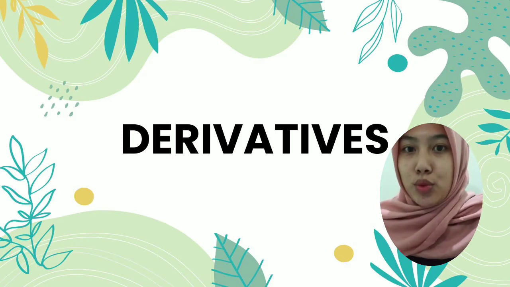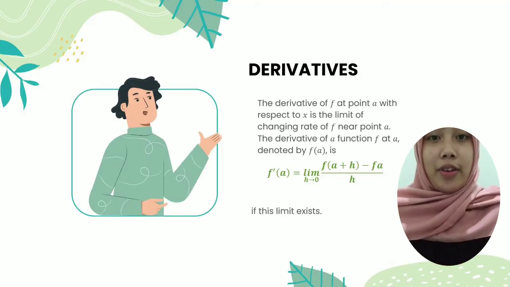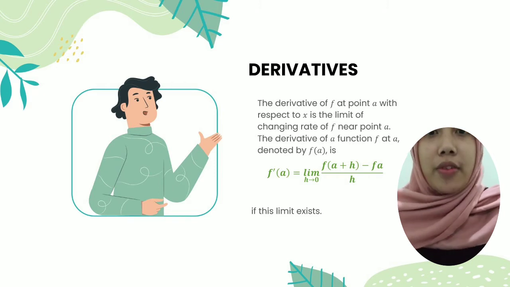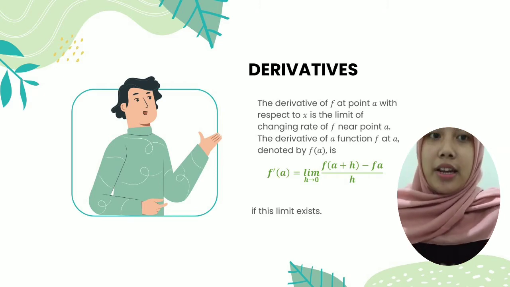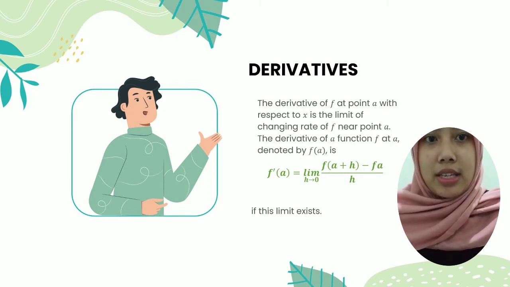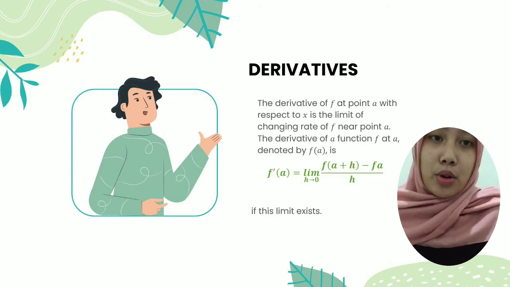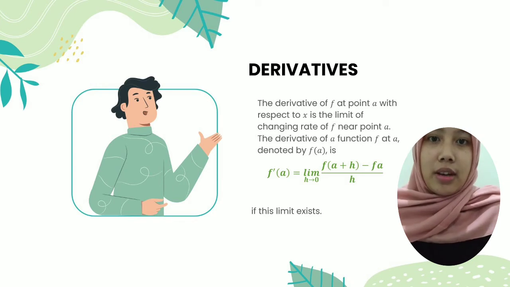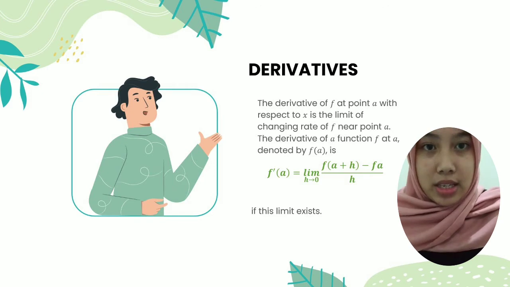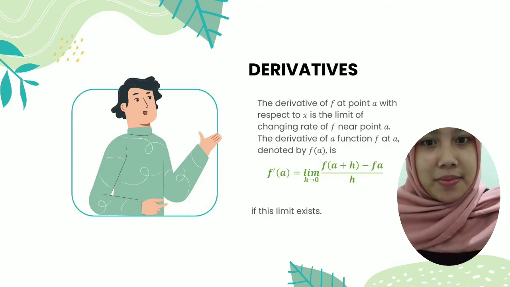The next, number 2, is derivative. The derivative of f at point a with respect to x is the limit of the changing rate of f near point a. The derivative of a function f at a, denoted f'(a), equals the limit as h approaches 0 of f(a + h) minus f(a), divided by h, if this limit exists.